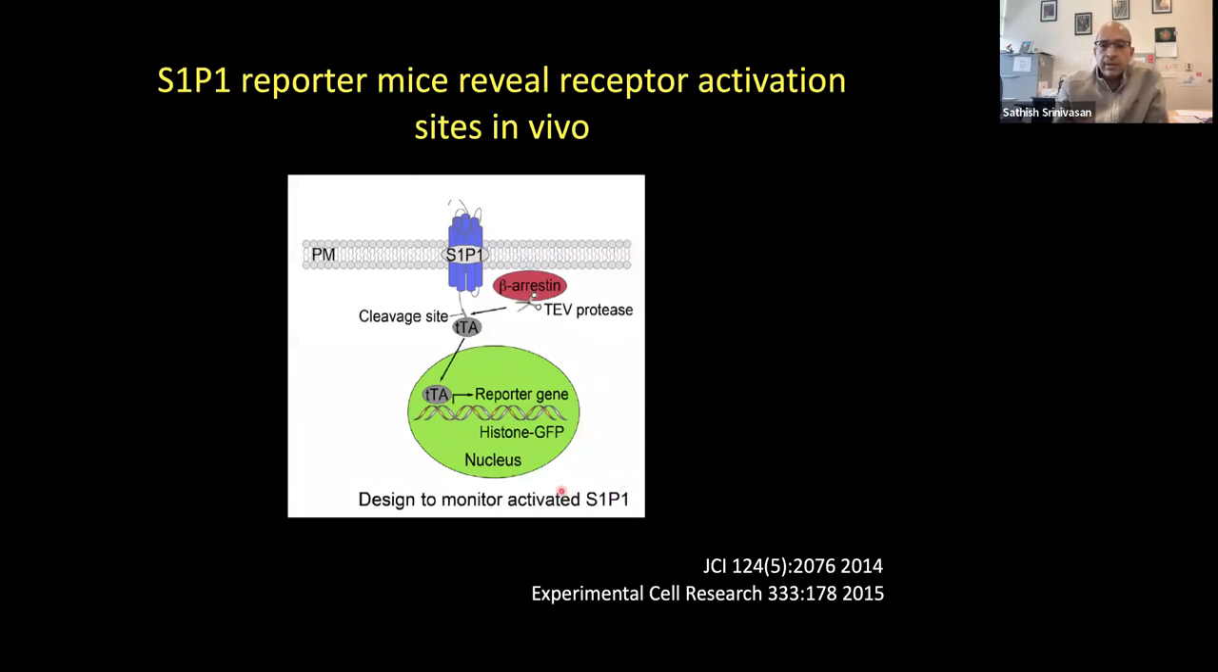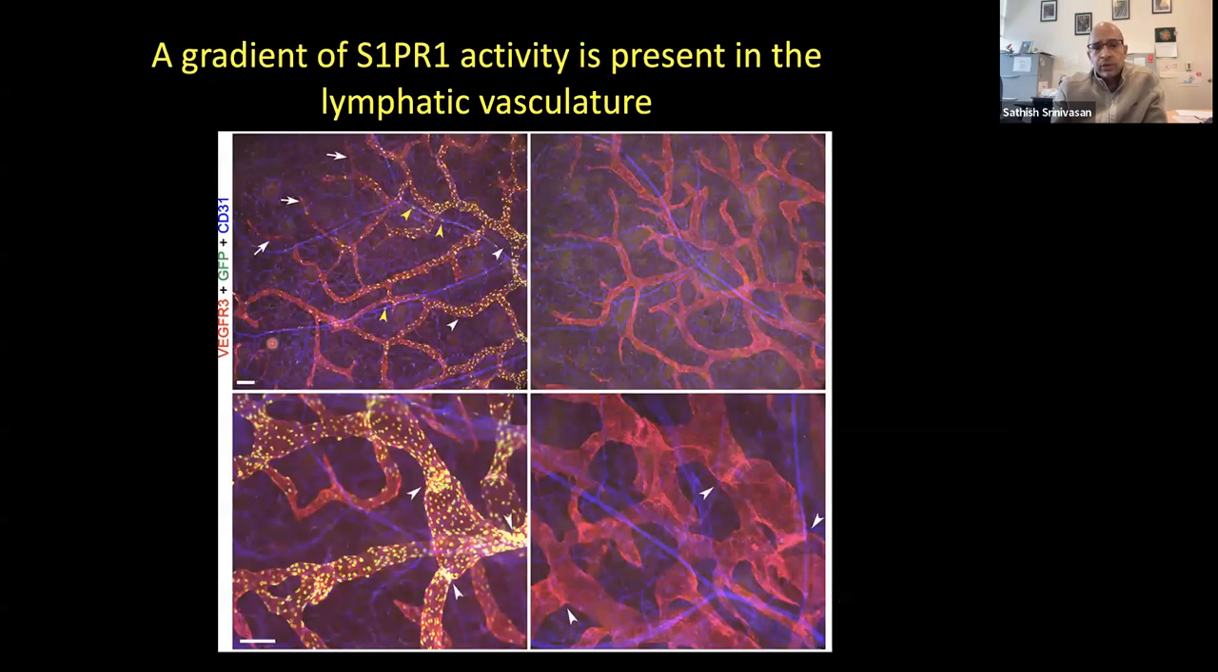This is a very elegant reporter that was generated by a group at NIH. So the idea is that S1PR1 is the receptor, and when it engages with its ligand, S1P, a bioactive lipid, this GPCR results in the activation of a GFP reporter. So it's basically a readout for the places where the receptor is active. So we used that reporter to look at the lymphatic vessels.